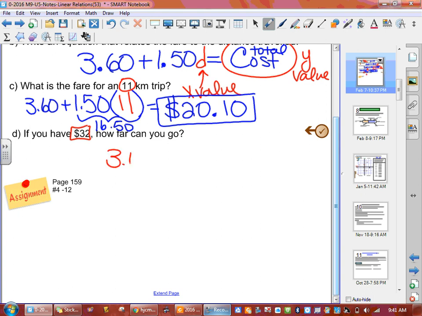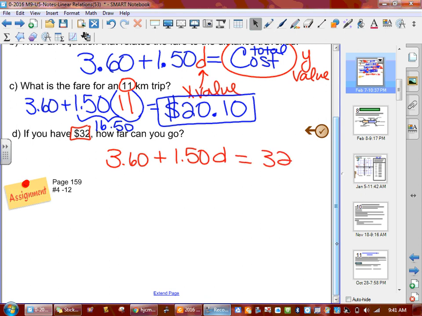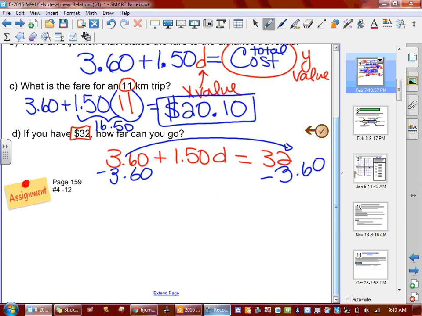So our first step is to take the number without the variable all the way to the right. So that's $3.60. So we're going to minus $3.60 from both sides. So that's going to give us $1.50 D or K, whichever you like, is equal to $28.40. And now your final step is to divide by $1.50, because you want that letter D or K, whichever you use, by itself.